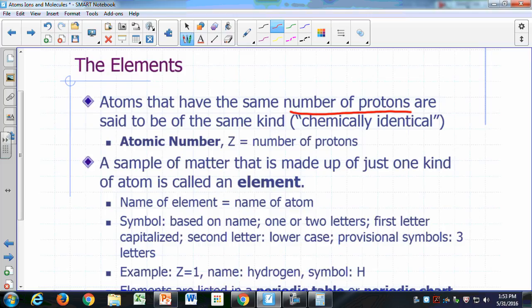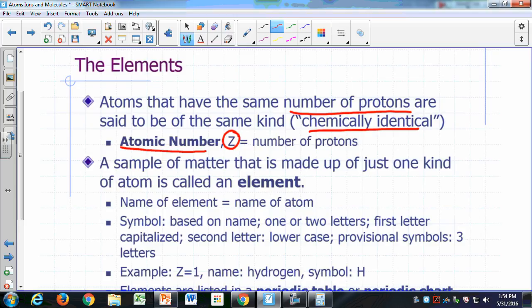So all atoms that have the same number of protons, we say, are of the same kind. So we call them chemically identical. For purposes of chemistry, all atoms that have the same number of protons are the same kind, and we refer to the number of protons usually with the symbol Z. That number is called the atomic number. So that's sort of like the identification number for an atom. All atoms that have, for example, 8 protons would have the same name.